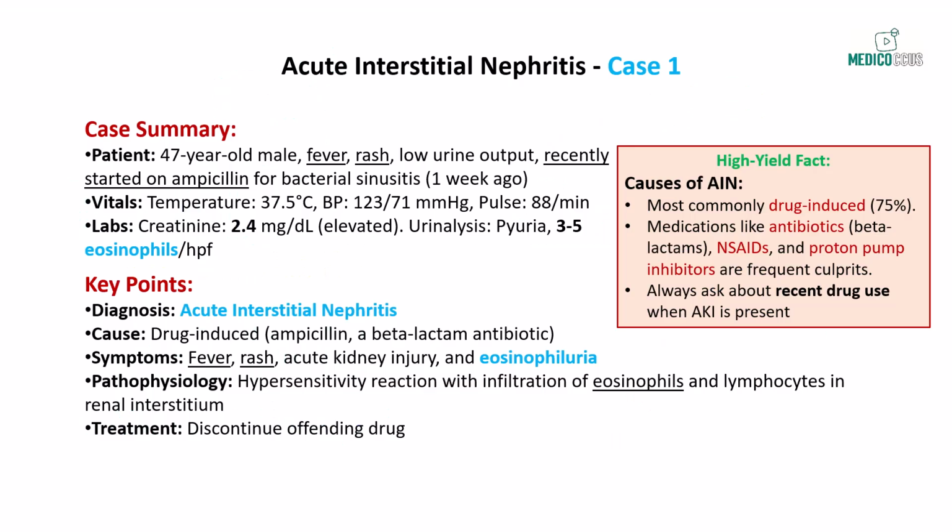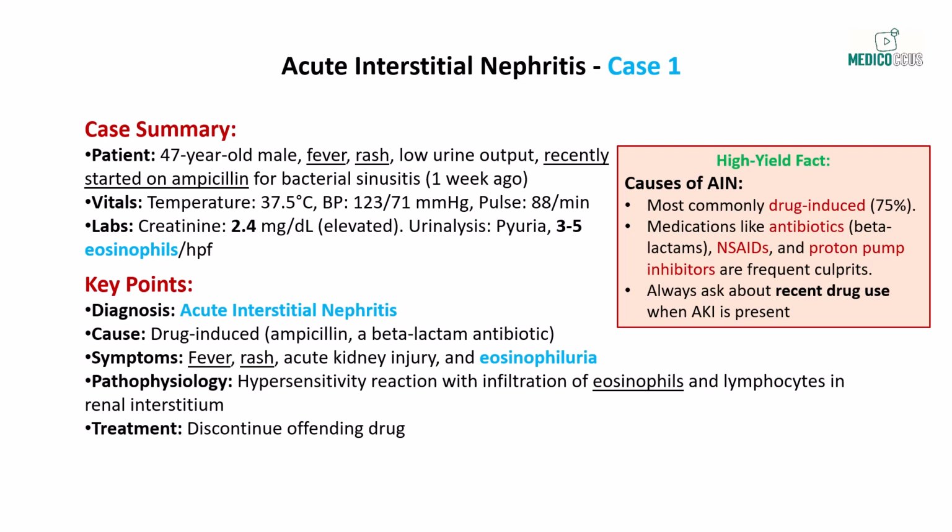First, let's look at a clinical case. A 47-year-old man presents to the emergency department a week after starting ampicillin for bacterial sinusitis. He has developed fever, a diffuse maculopapular rash, and reports low urine output. Laboratory findings show elevated creatinine, 2.4 milligrams per deciliter, and his urinalysis reveals WBCs with 3 to 5 eosinophils per high-power field. This presentation is highly suggestive of acute interstitial nephritis.